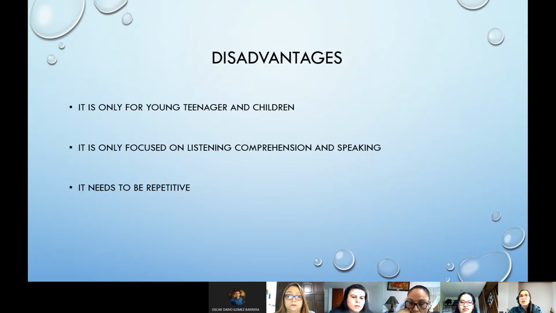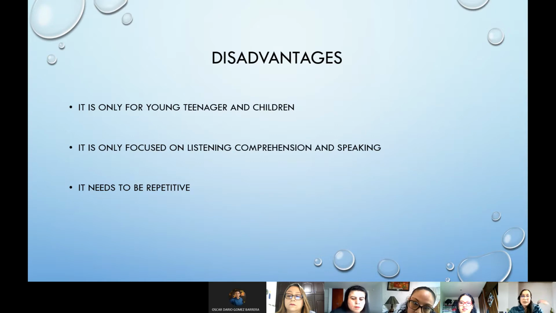Because the total physical response allows us to work the foreign language. With adults, we suppose that an adult knows about his or her foreign language. So for that reason, it is only for young teenagers and children. And it is focused on listening, comprehension, and speaking. With this method, we are not working the writing, we are not working the reading, we are only focusing our mind and our body on listening comprehension and also on speaking, where the children have to repeat. And it needs to be repetitive.